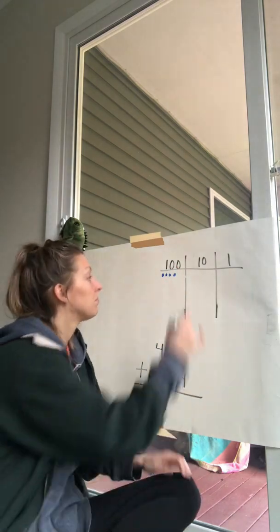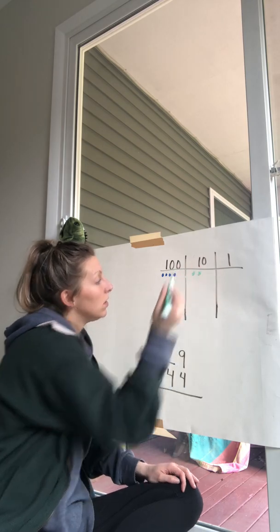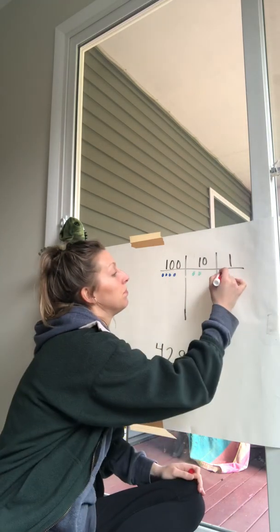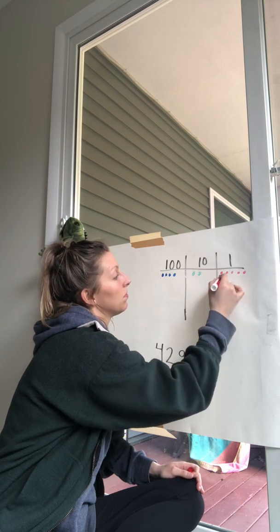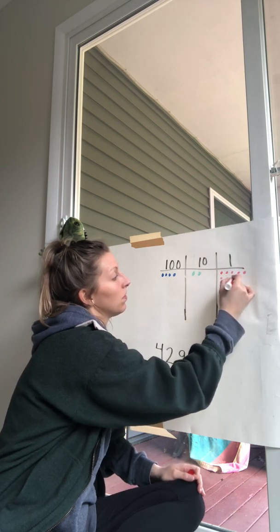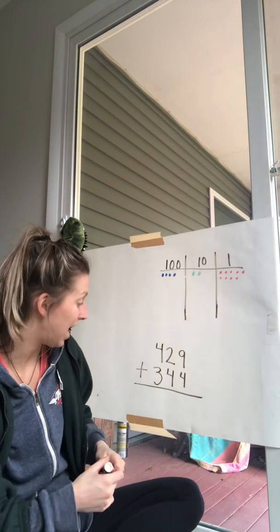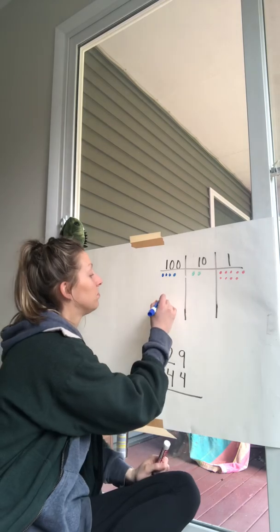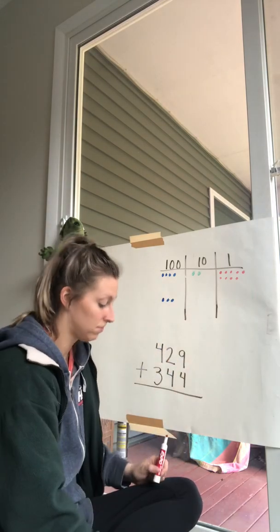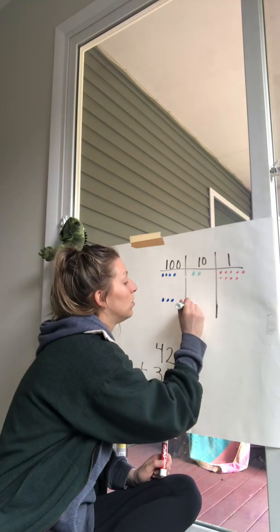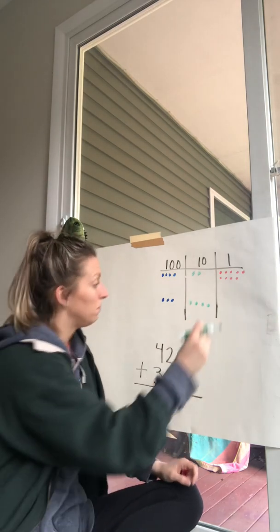420. Green does not really want to work today. 29. Okay, so we have 429 plus 300 and 40. 44.